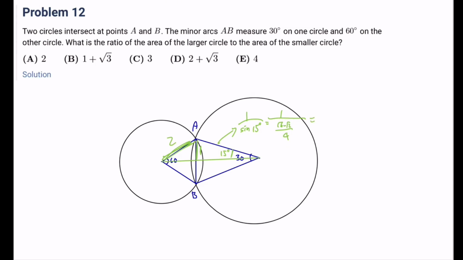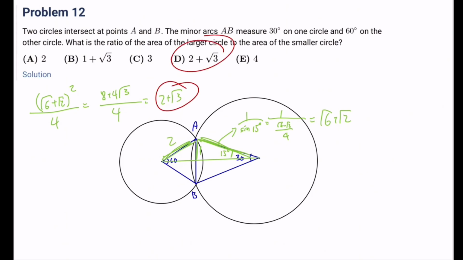So this is all going to be equal to root 6 plus root 2. And so we know that this length is root 6 plus root 2 now. So we want the area of the larger circle to the area of the smaller circle. So since it's area, we have to square them. So it's root 6 plus root 2 squared over 2 squared. So 4, and this is all over 4, and then 8 plus 4 root 3. That is equal to 2 plus root 3, and this is our answer.